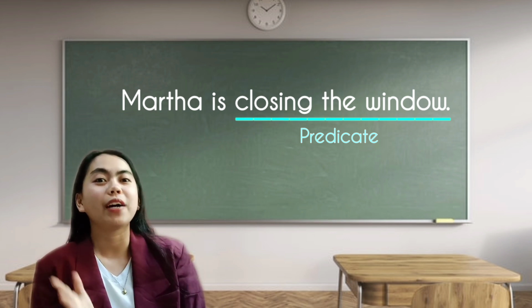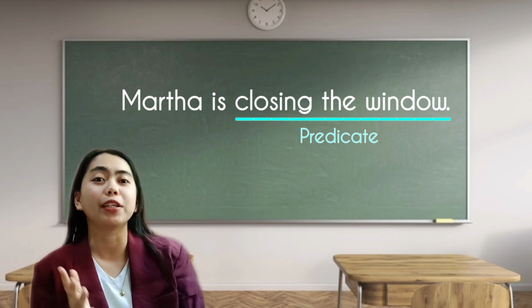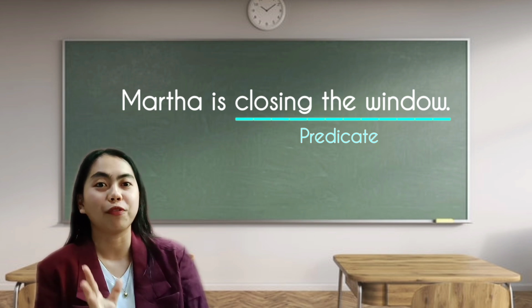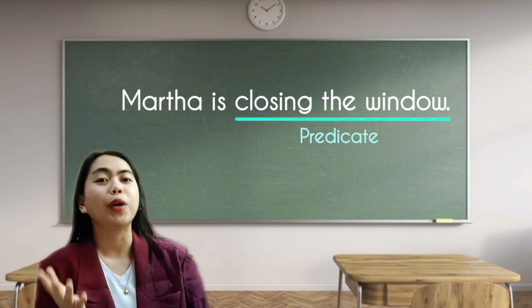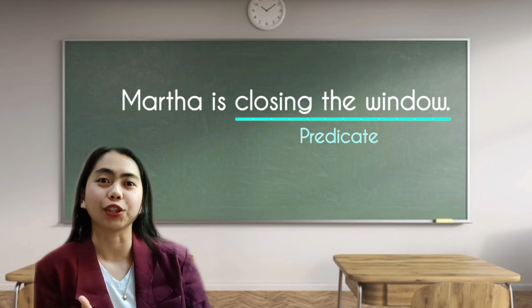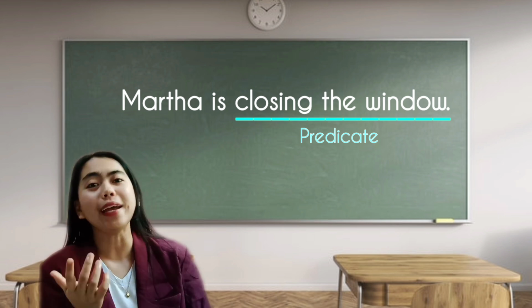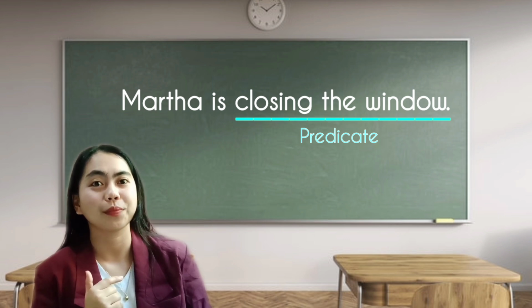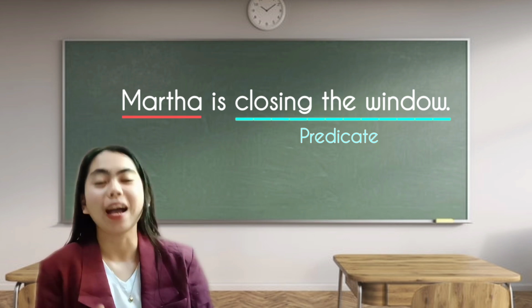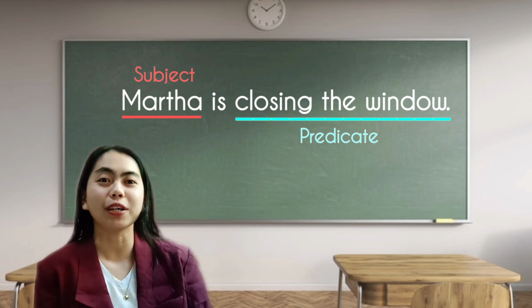Now that we identified the predicate, we can easily find the subject in the sentence. We know that the subject is the performer of the action. We can identify our subject by asking who is doing the action. So who is closing the window? The one that closes the window is Martha. Therefore, our subject is Martha.